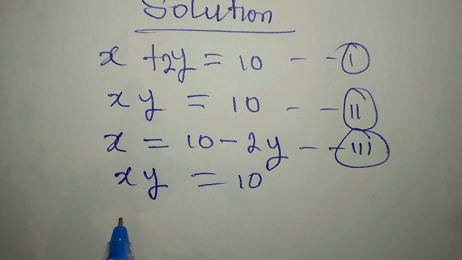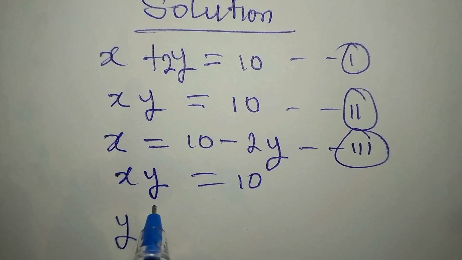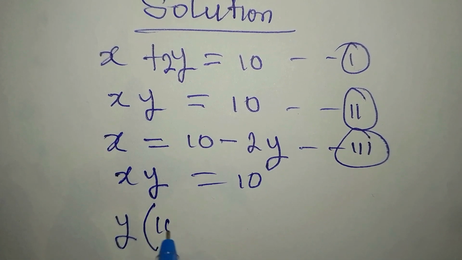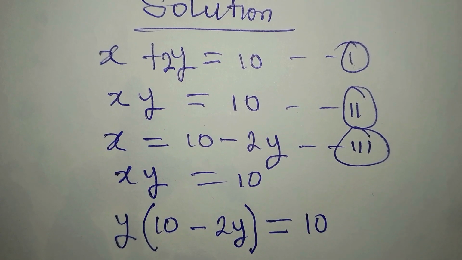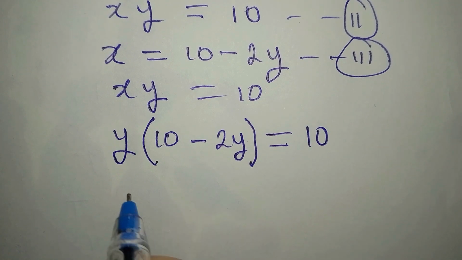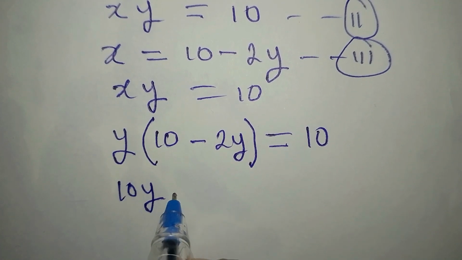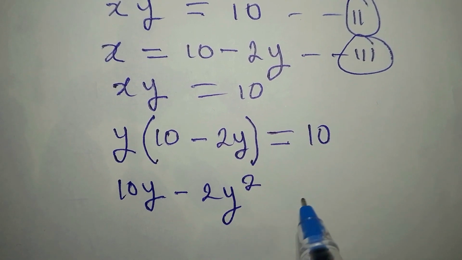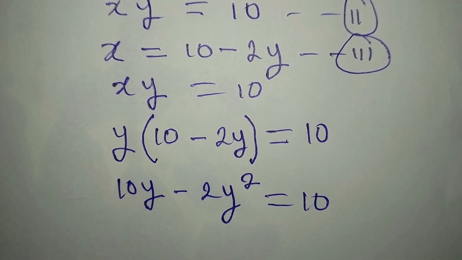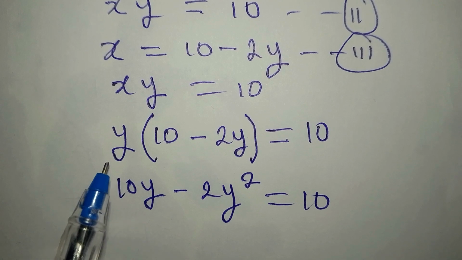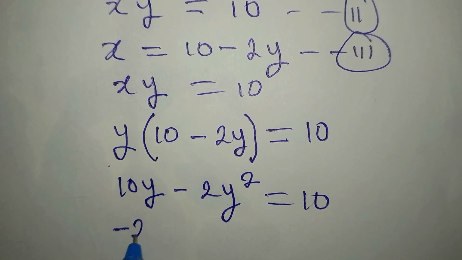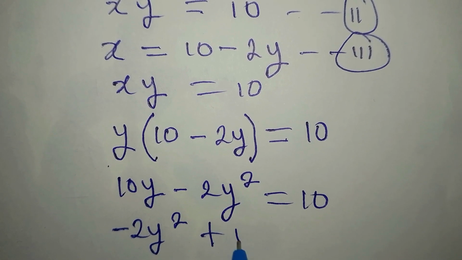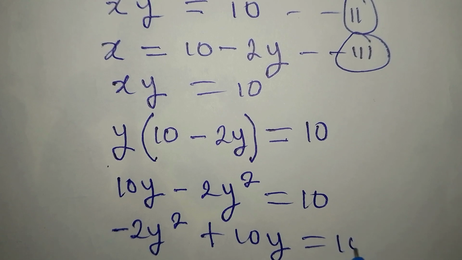But now our x is the whole of this, right? So I'm going to write y first, then in place of x, I'm writing 10 minus 2y, and this is equal to 10. Now we open the bracket. So we have 10y minus 2y squared equals 10. Y times 10 is 10y. Y times minus 2y is minus 2y squared. So we have minus 2y squared plus 10y is equal to 10.